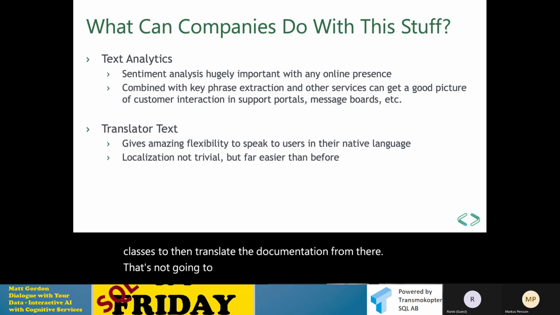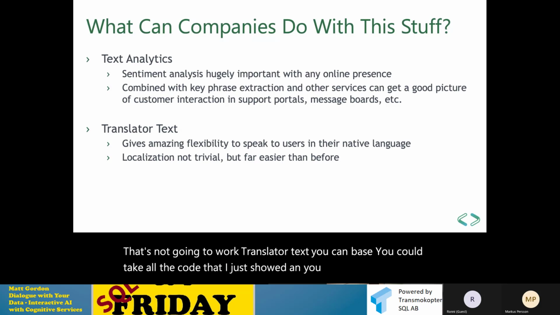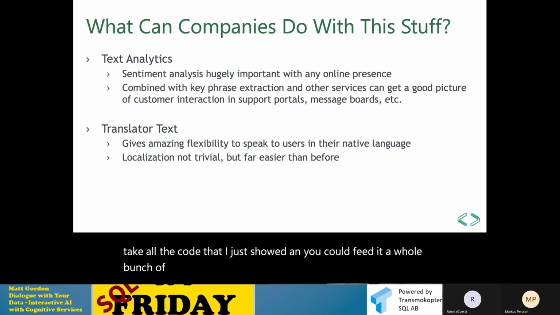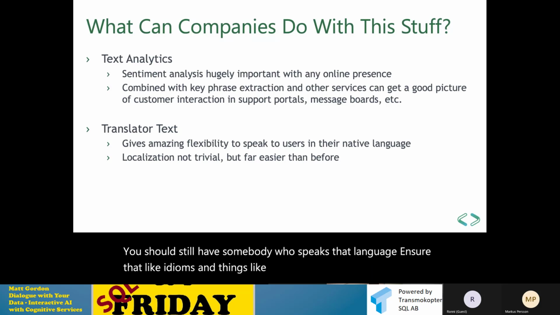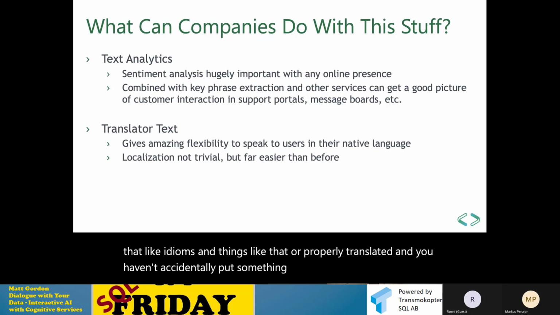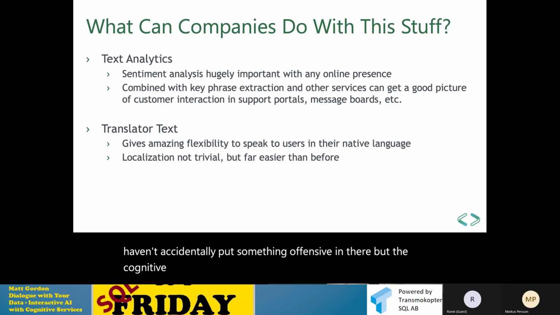With Translator text, you could take all the code that I just showed and feed it a whole bunch of text, and you're going to get 95, 98% of the way there. You should still have somebody who speaks that language ensure that idioms and things like that are properly translated and you haven't accidentally put something offensive in there, but the cognitive services translations are pretty sound.